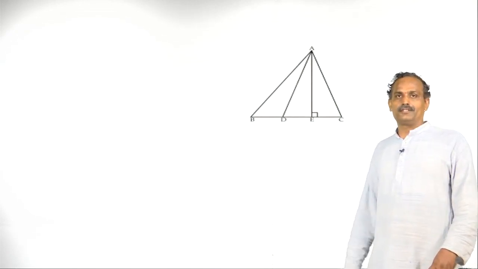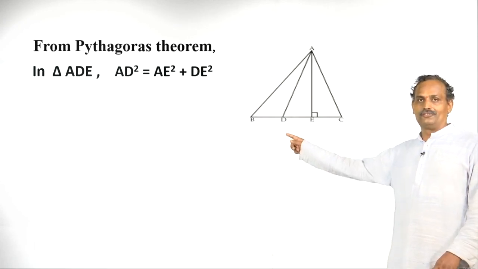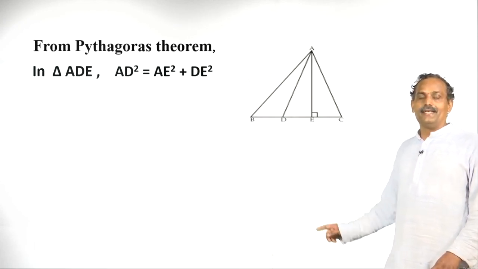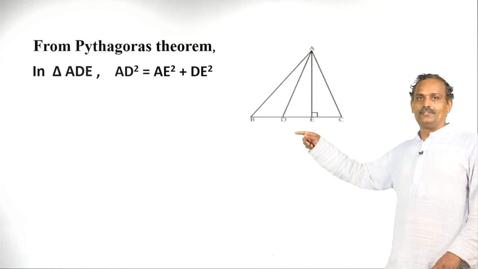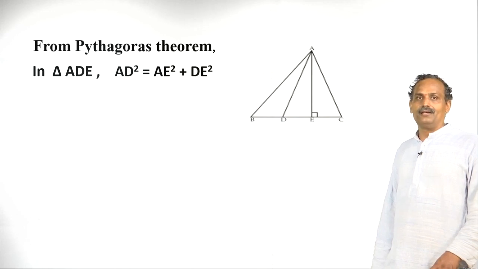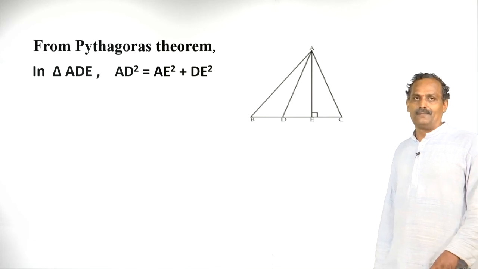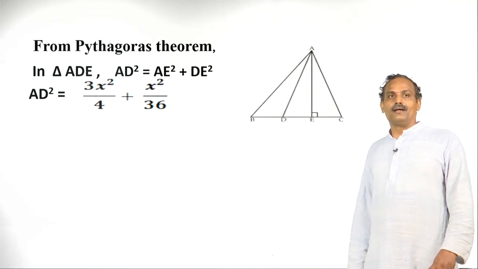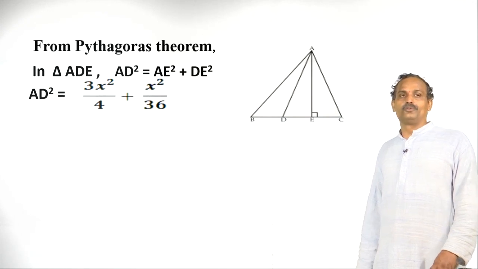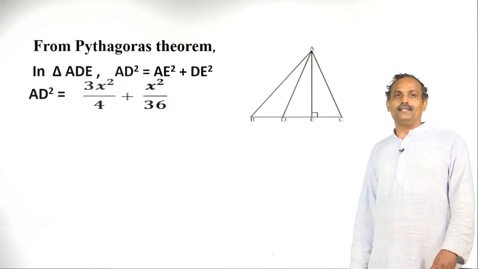Now, let us move further. From Pythagoras theorem, in triangle ADE, AD square is AE square plus DE square. AD is the hypotenuse, AE and DE are the other two sides. Therefore, from Pythagoras theorem, AE has been drawn as the perpendicular at E. Now, AD square is equal to, we know that AE is root 3 x by 2. Therefore, AE square is 3x square by 4 and DE is x by 6. Therefore, it is x square by 36.